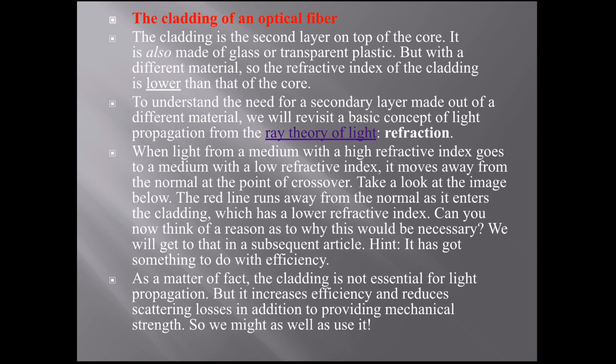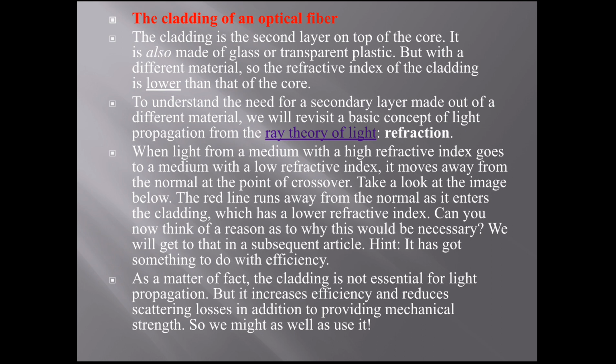The second part is the cladding of the optical fiber. The cladding is the second layer on top of the core, meaning it covers the core. It is also made of glass or transparent plastic, but with a different material. So the refractive index of the cladding is lower than that of the core, meaning the refractive index of the core is the maximum. To understand the need for a secondary layer made of a different material, we will review a basic concept of light propagation from the ray theory of light.